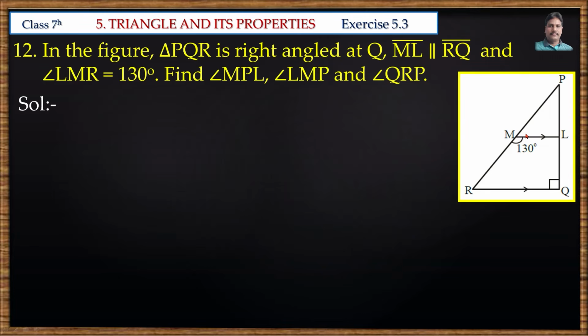So this angle we have to find, and angle QRP. So this angle at vertex R, we have to find the angle.